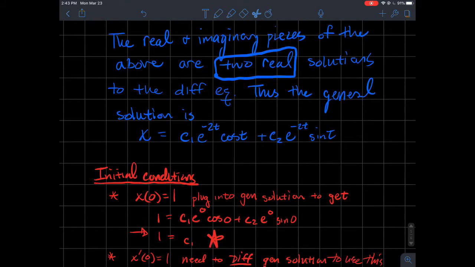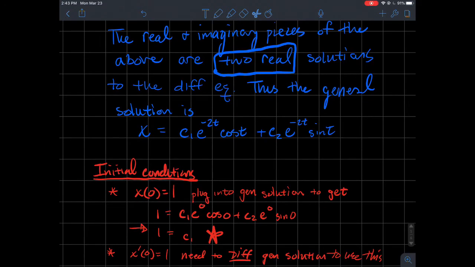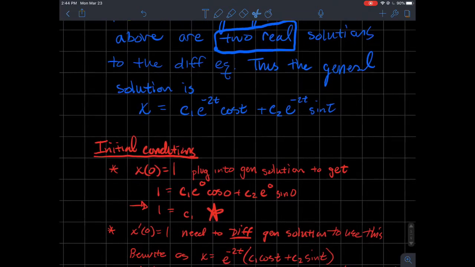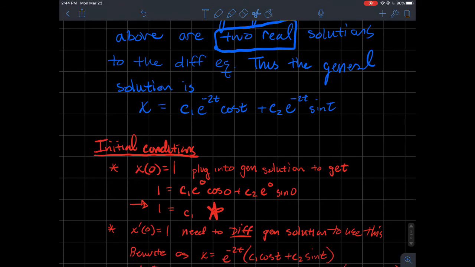Now we're going to use the other initial condition to try to get what c2 is. And so in that case, this says x prime of 0 is equal to 1. I need an expression for x prime. So we need to take our blue equation, that's x, and figure out what x prime is. The way that x is written right now, that could be kind of rough to differentiate. So maybe what we'll do is take the blue equation and factor out e to the minus 2t from both the blue pieces. And if you do that, you should have your c1 cosine of t plus c2 sine of t left over.